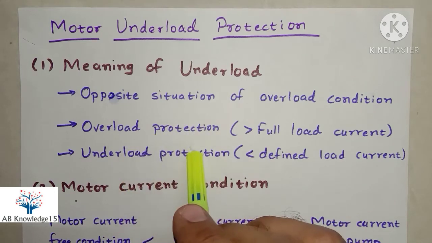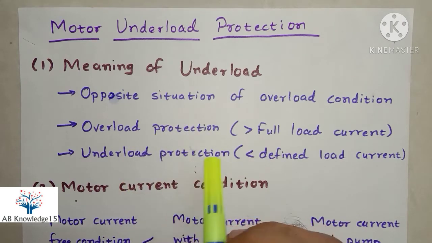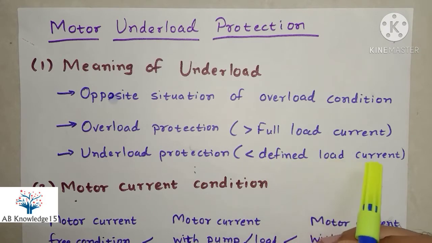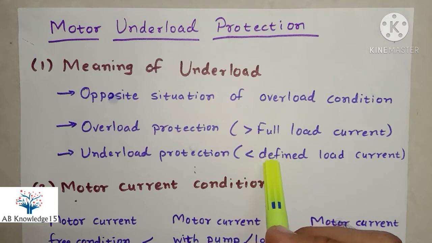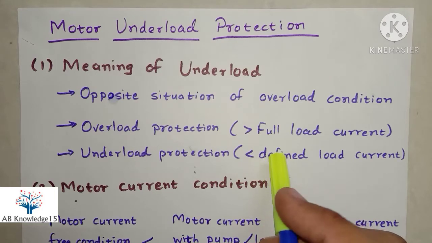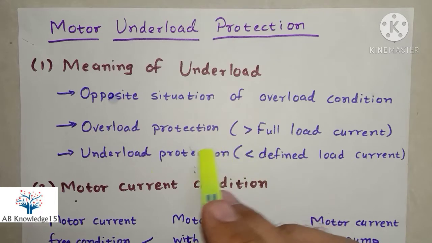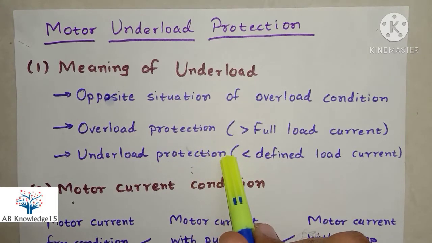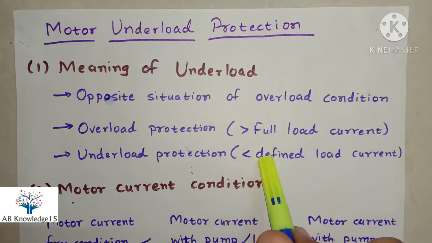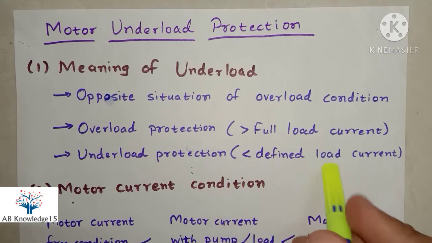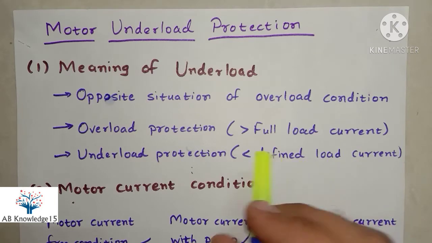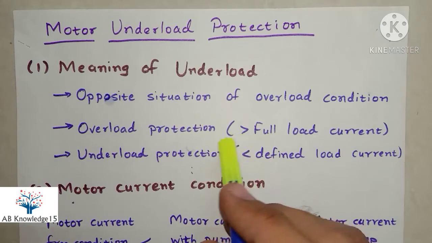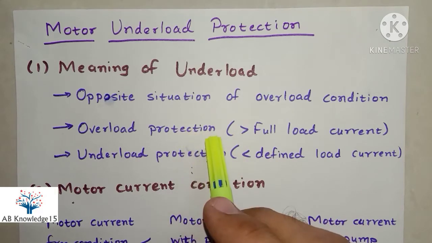And in the underload condition, the motor current goes below the defined load current. We have to set a value of the load current below which the motor will trip. So underload protection is used if we wish to trip the motor when the motor current goes below the defined load current. This is the basic difference between overload and underload situation, or overload protection and underload protection.